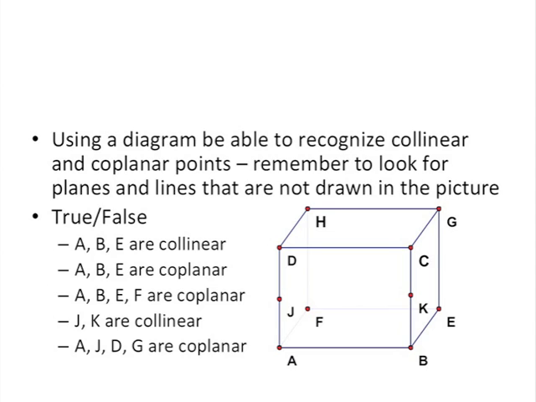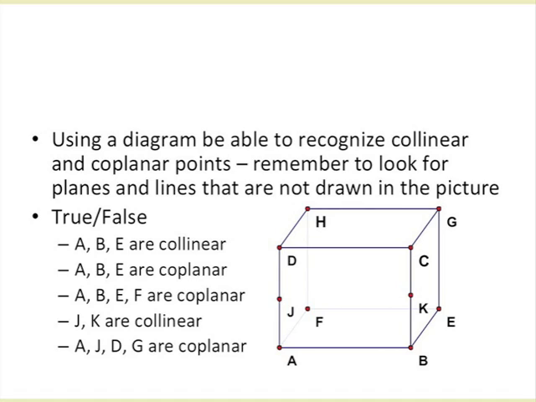You should be able to use a diagram to recognize collinear and coplanar points, remembering to look for stuff that's not drawn into the picture. So just because it's not there doesn't mean that it couldn't be there. So these are some true-false examples here. Our diagram is kind of like a shoebox again. But we've got a couple of extra points on the front of it, J and K.